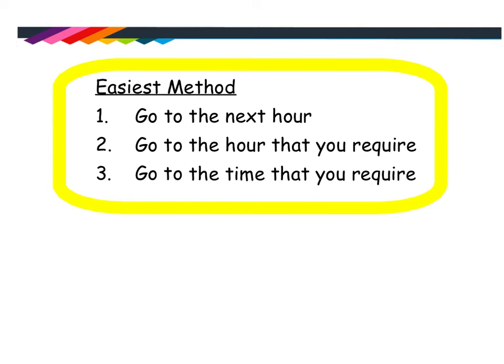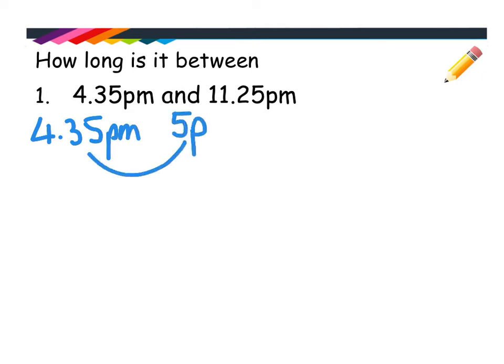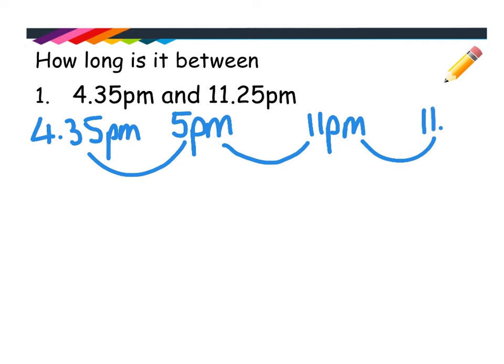I do know pupils really struggle with time questions to show any kind of working, so this is what we would be looking for that you're going to see on my examples. So example 1, how long is it between 4:35 p.m. and 11:25 p.m.? I will show you the foolproof method first of all. So you start at 4:35 p.m. You want to work out how far it is up to the next hour, which is 5 p.m. Then you want to work out how far it is to 11 p.m. and then to 11:25.